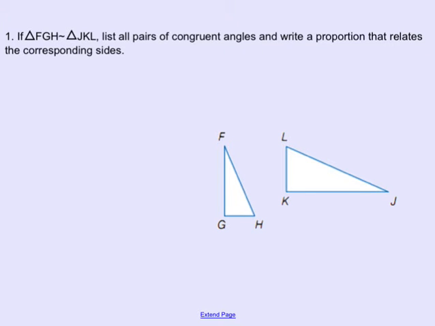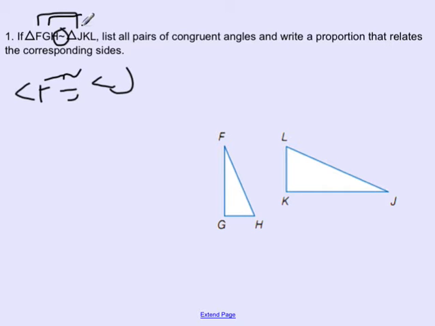Let's take a look at number 1. So for number 1, we know that it's similar. When you have this little tilde sign here, that means similar. For congruent, it has an equal sign underneath. But if we just have the tilde, that little squiggly line, that means that they are similar. So what do we know? Well, we know that angle F corresponds with angle J. So angle F is congruent to angle J if they are indeed similar.